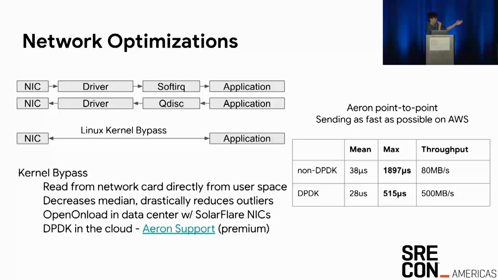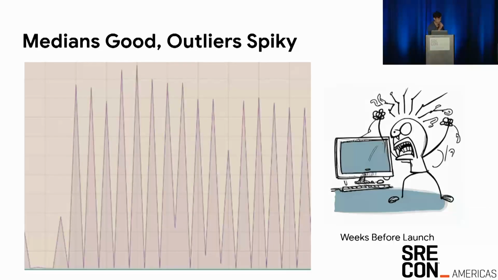And on the right side, you can see what the numbers look like running an Aeron point-to-point test, sending as fast as possible. With non-DPDK, our numbers are 38 micros versus 28 micros. Our max is improved from 1.8 milliseconds to 500 micros, and our throughput improves from 80 megabytes per second to 500 megabytes a second. But even with all that, you can still have spikes.